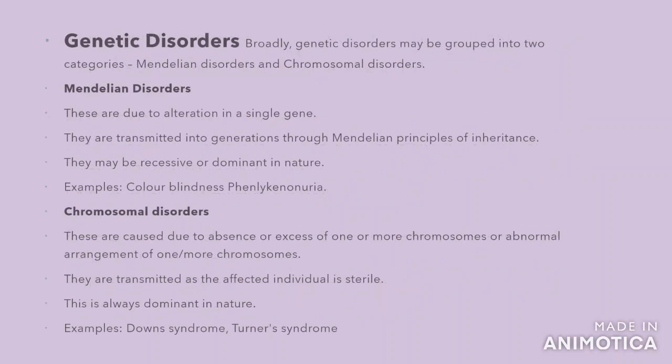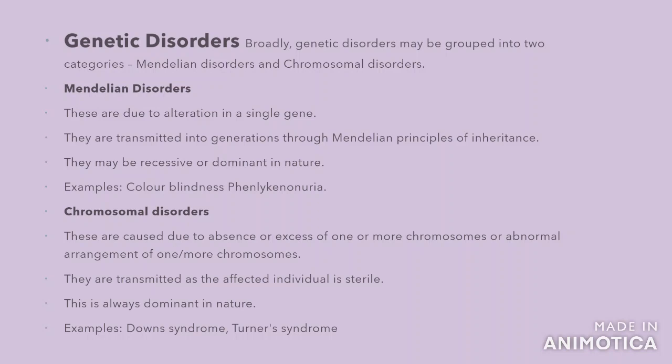Genetic disorders. Broadly, genetic disorders may be grouped into two categories: Mendelian disorders and chromosomal disorders. Mendelian disorders are due to alteration in a single gene. They are transmitted to generations through Mendelian principles of inheritance. They may be recessive or dominant in nature. Example, color blindness and phenylketonuria.